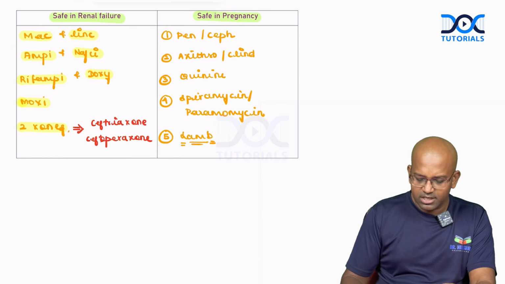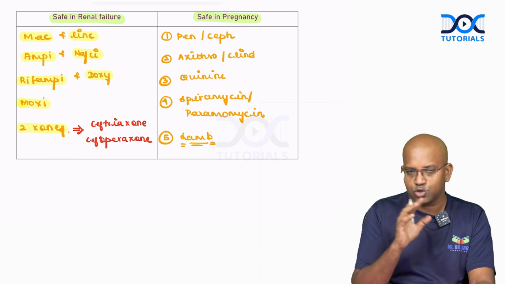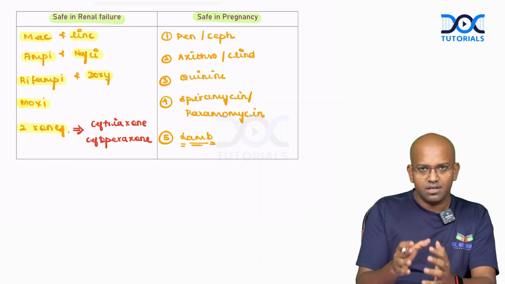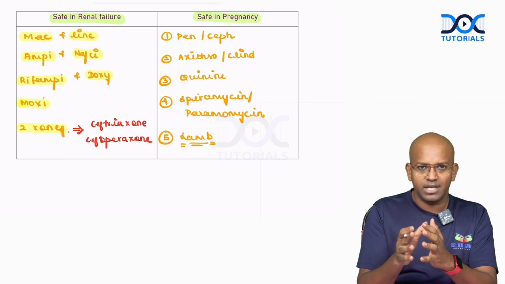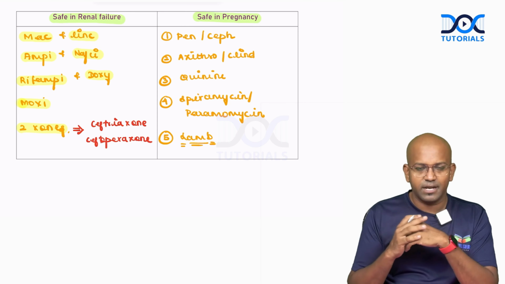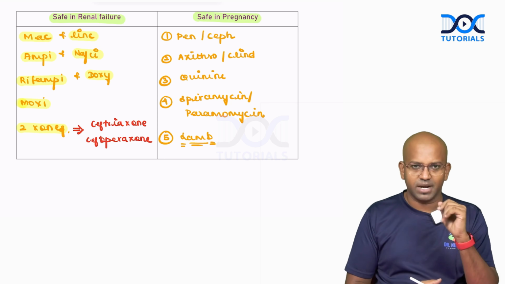So we have two major lists, guys. Drugs which are safer in renal failure, and drugs which are safer in pregnancy. These two points are very important for the exams. So till now we have completed the basic concepts of what the different non-specific antimicrobials are and how we classify them, and we explained antibiotics safer in renal failure and safer in pregnancy.